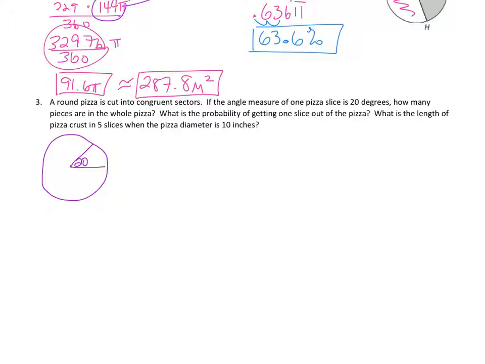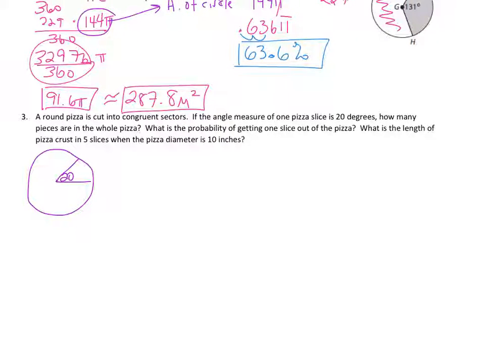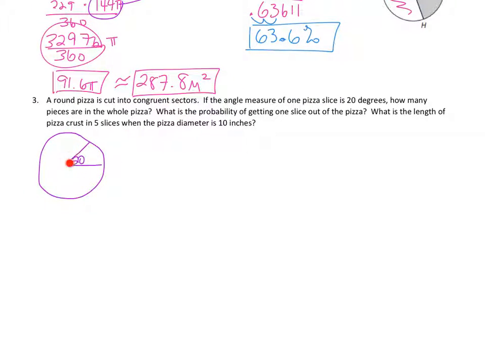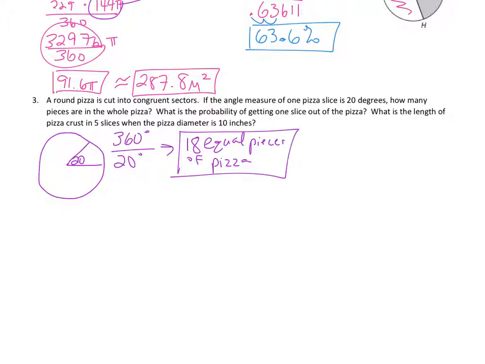This last one is a little challenging, and there's multiple steps, but each of the pieces individually is not that difficult, and we've done them before. So we have a round pizza. It's cut into congruent sectors, so equal pieces, and the measure of each of the pieces of pizza is going to be 20 degrees. And we need to figure out how many pieces there are in the whole pizza. So remember that the number of degrees in the whole pizza will be 360 degrees divided by our 20 degrees, and we are left with 18 pieces.